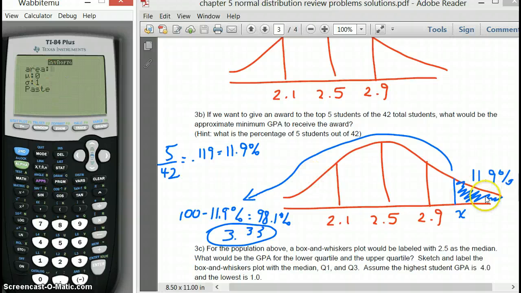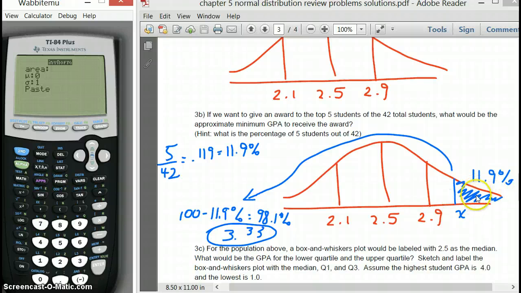So the area here is on the right. But what if I had an area on the left? Or what if I had an area in the middle? How is the calculator going to know which area I'm giving it? Well, the calculator is always going to assume that whatever area you're giving it ranges from negative infinity to whatever number it's going to give you. So it's always going to assume that the area is on the left side and not on the right side.